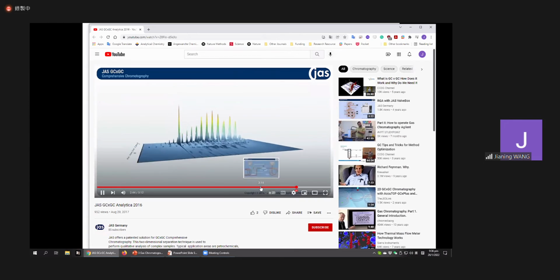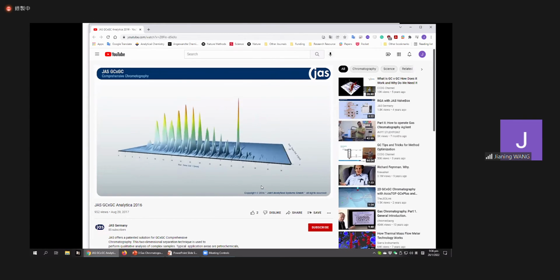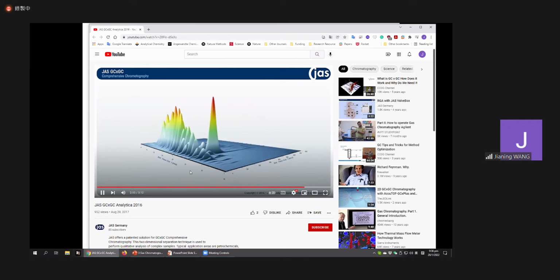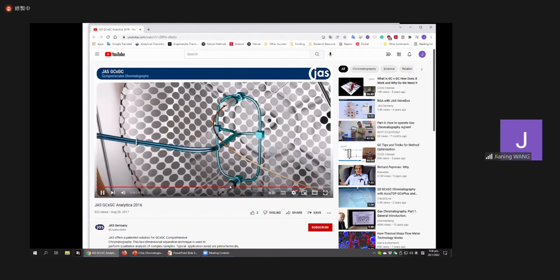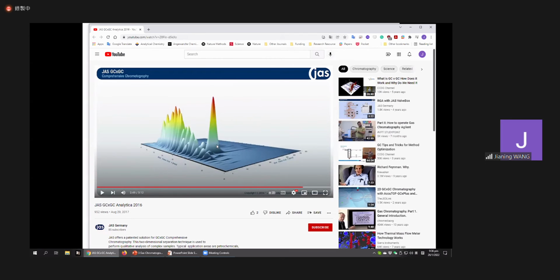So this is the spectrum. The three dimensions are time, mass or molecular weight, and intensity. This is how we get it.